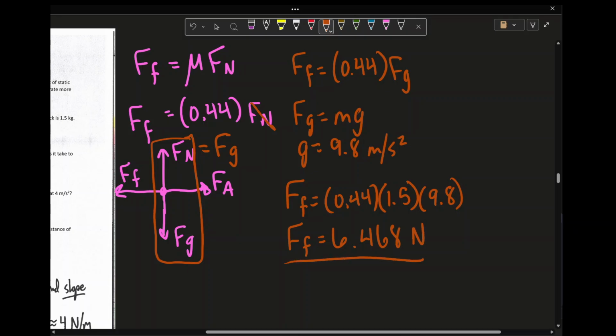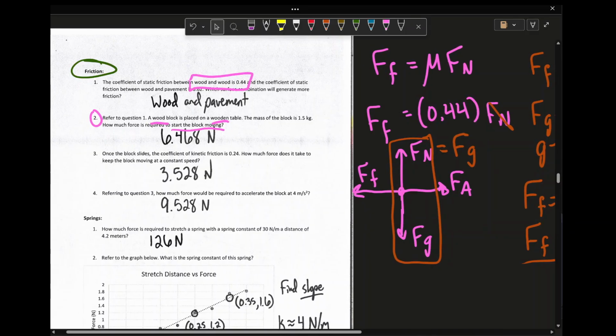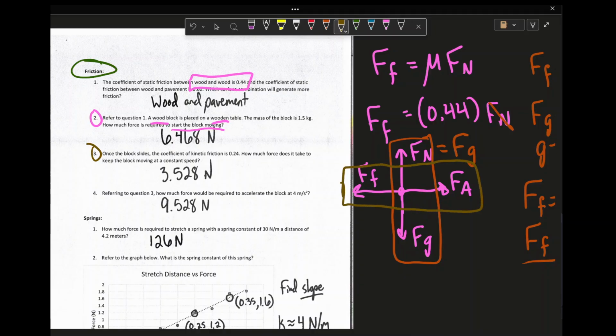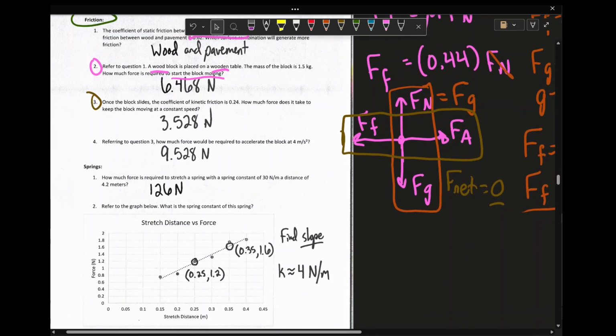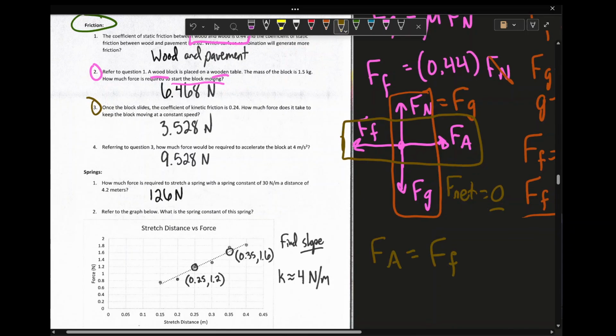Okay, so that's the amount of friction that it would take to get the object moving in the first place. Question 3 is, what do we have to do to keep it moving at a constant speed? For a constant speed, that tells us that horizontally our net force must also be 0, because a constant speed means no acceleration, and no acceleration means no net force. That means the force that we must apply must be equal to the force of friction. So if we find the force of friction, we'll know how much force we have to apply.